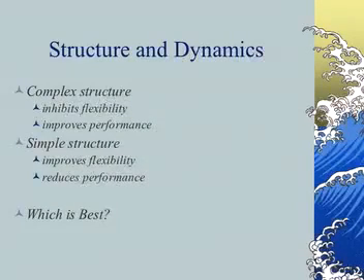In simple structures, you have fewer rules and fewer interacting parts. This can improve your flexibility in ambiguous situations or situations that are unpredictable, but it also reduces performance because these are sort of knowledge-based structures. So which of these two is best?